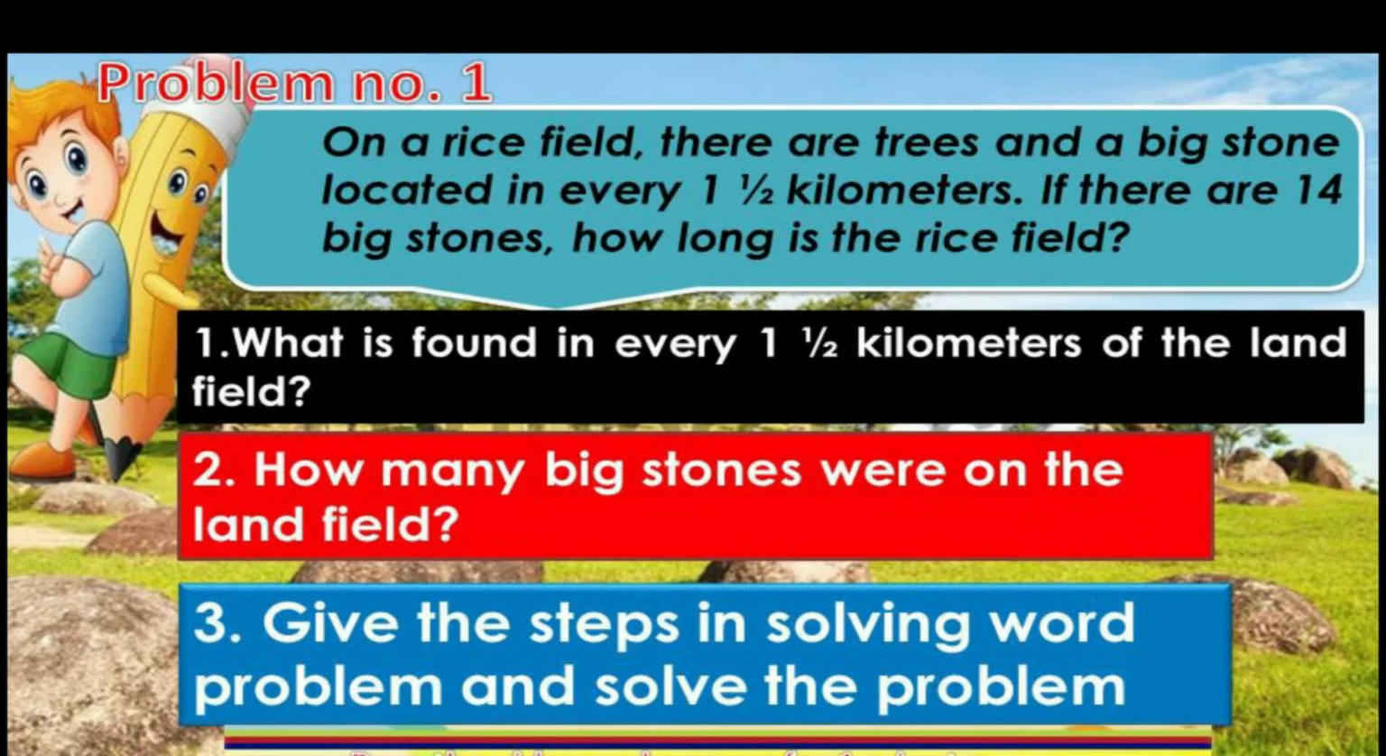We have 3 questions. For question number 1, what is found in every 1.5 kilometers of the land field? For question number 2, how many big stones were on the land field? For question number 3, give the steps in solving word problems and solve the problem. Okay, you can pause the video and answer that for 2 minutes.